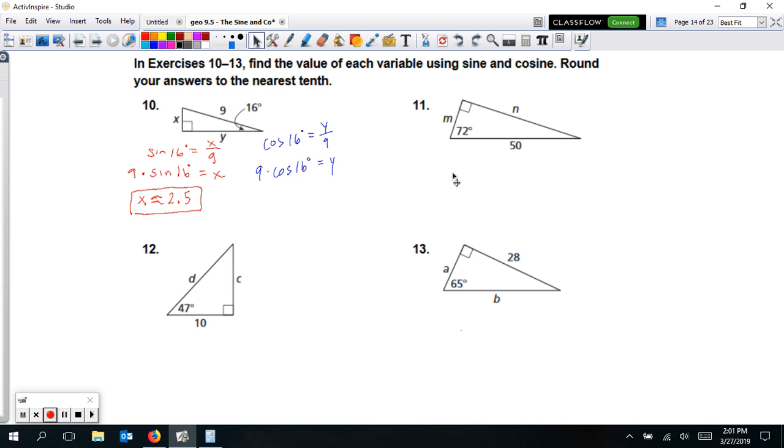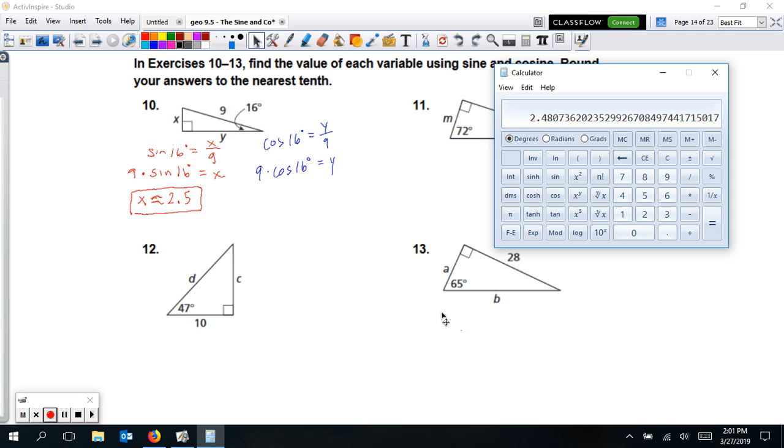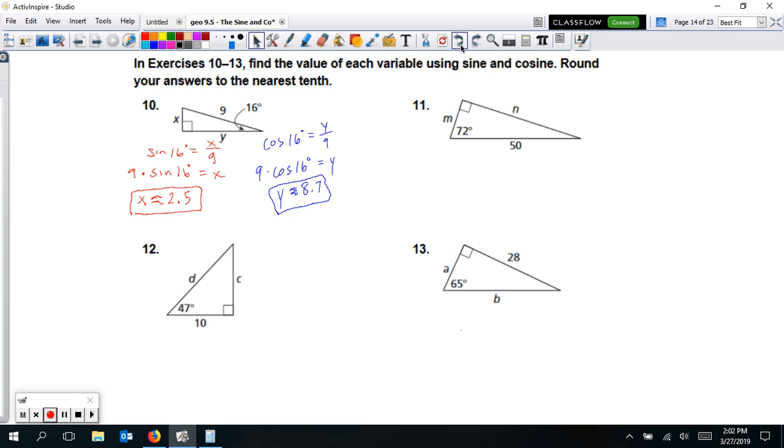And so on our calculator we would hit 16 again. So hit 16 first, hit the cosine button, COS, and that gives us that big long decimal. And then we want to just multiply this by 9, so times 9, and our answer is going to be right there, 8.7 if I round that up to 1 decimal place. So it'll just be 8.7 then.